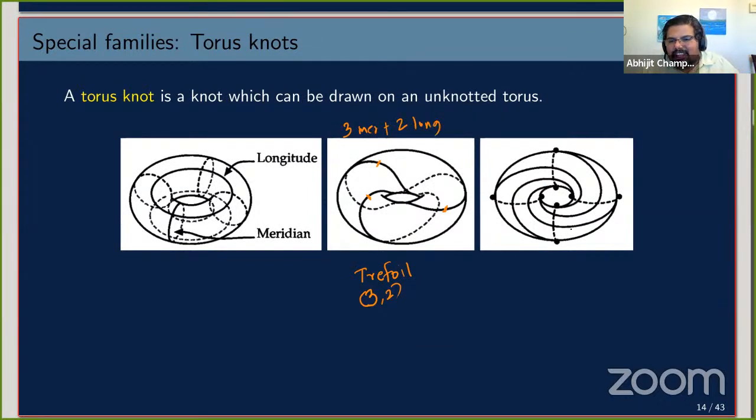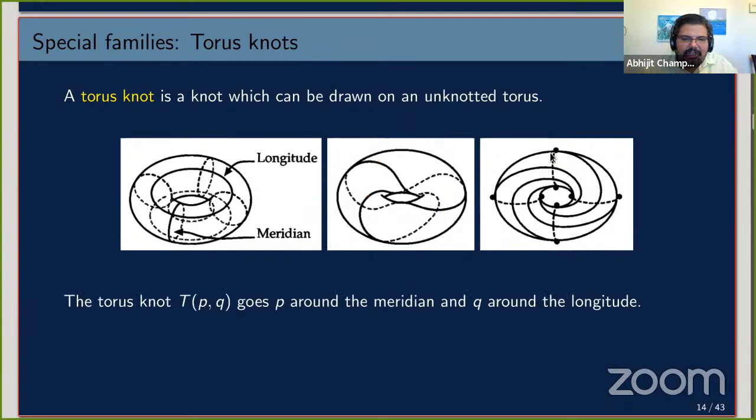And so this is, for example, a 4-3 torus knot. So this is going around the meridian four times and three times around the longitude. So in general, the torus knot T(P,Q) goes P times around the meridian and Q times around the longitude. And there's a very nice way to draw this.